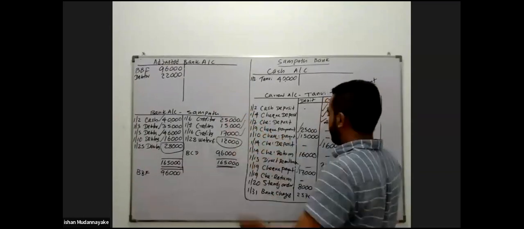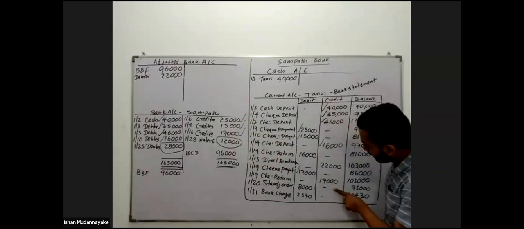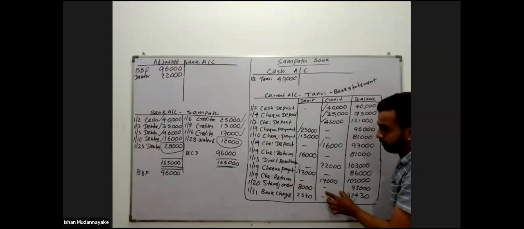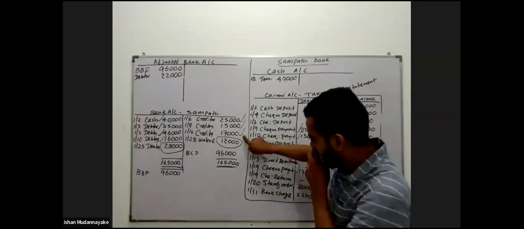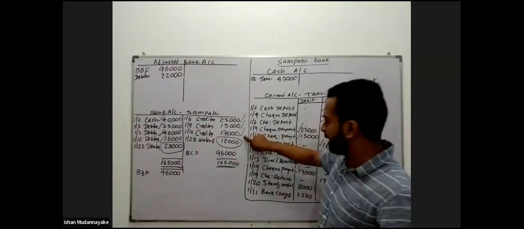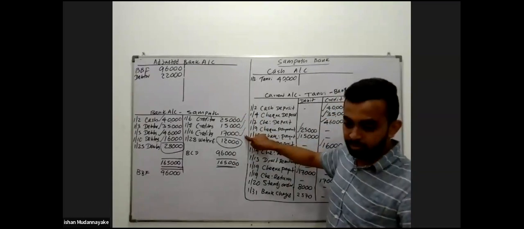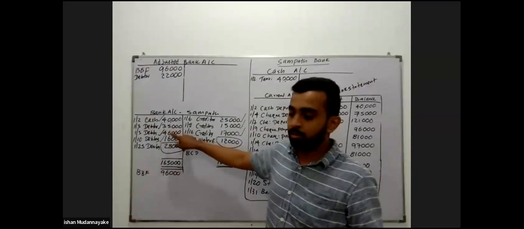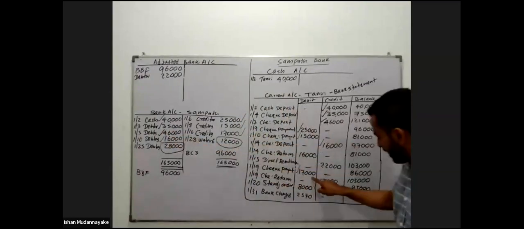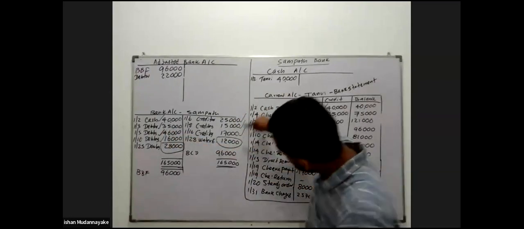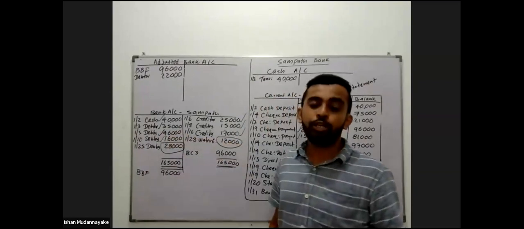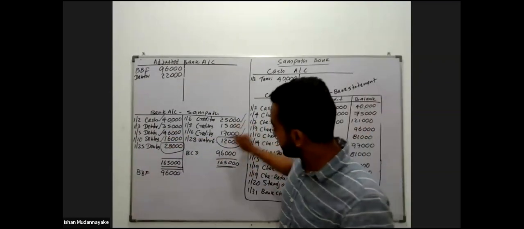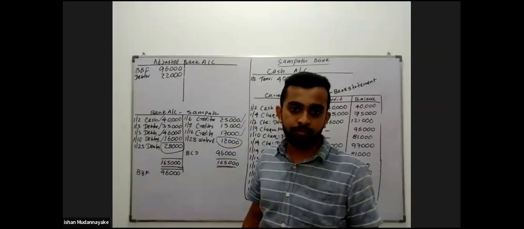You need to correct your bank balance. And then about 70,000, the business issued a 70,000 check, but it was returned. Then how to record the returned check? Again, you need to debit. This issued check returned, you need to reverse it. You need to debit check return 70,000, issued check.